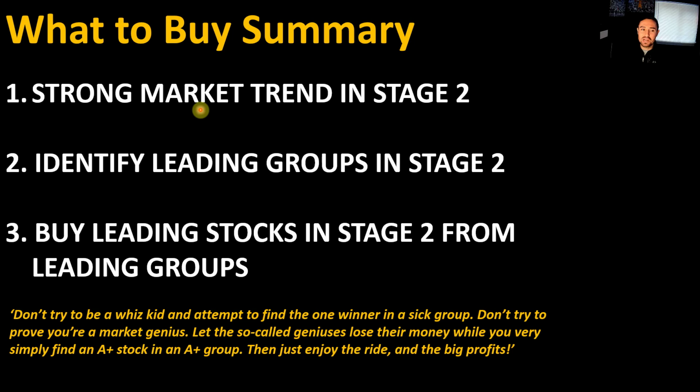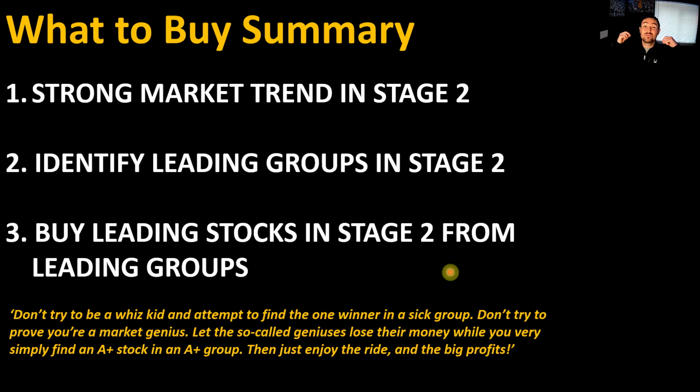Let's make it really simple, and I made it really big and bold so it just stands out. Number 1, strong market trend in stage 2. Number 2, identify leading groups in stage 2. Number 3, buy leading stocks in stage 2 from leading groups. Great quote here by Stan. Don't try to be a whiz kid and attempt to find the one winner in a sick group. Don't try to prove you're a market genius. Let the so-called geniuses lose their money while you very simply find an A+ stock in an A+ group. Then just enjoy the ride and the big profits.